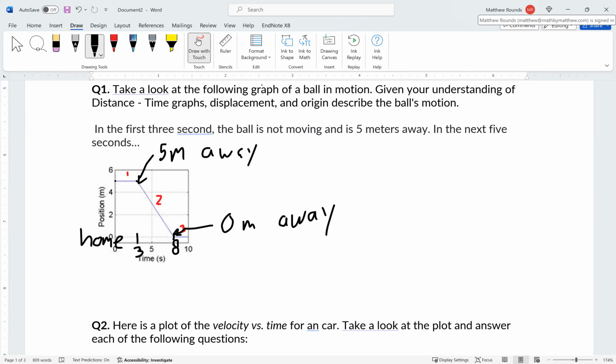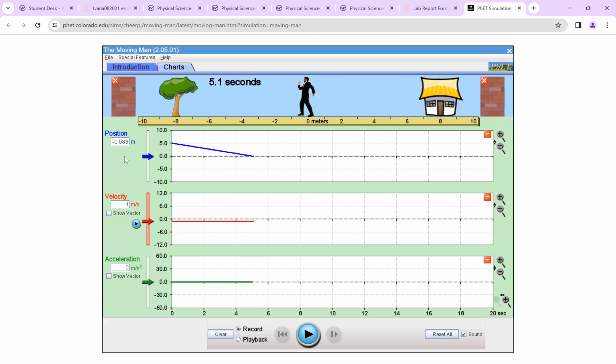Does that say 0 miles away? It's meters. 0 meters away. So what I wrote is that in the next 5 seconds, the ball is getting farther away from, I don't know, 0 meters away. I don't know what to say. Let me try it differently here. I'm going to share this applet here.